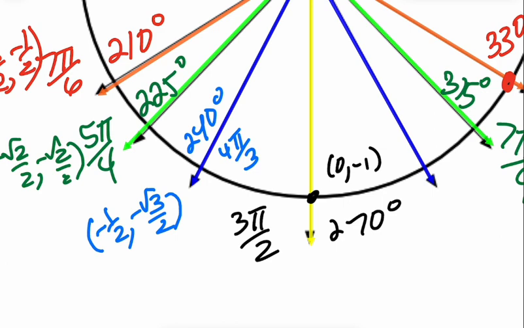And then down here, this is going to be 300. 60 goes into 300 5 times. This is 5 pi over 3. Same point, except this time the x is positive and the y is negative.